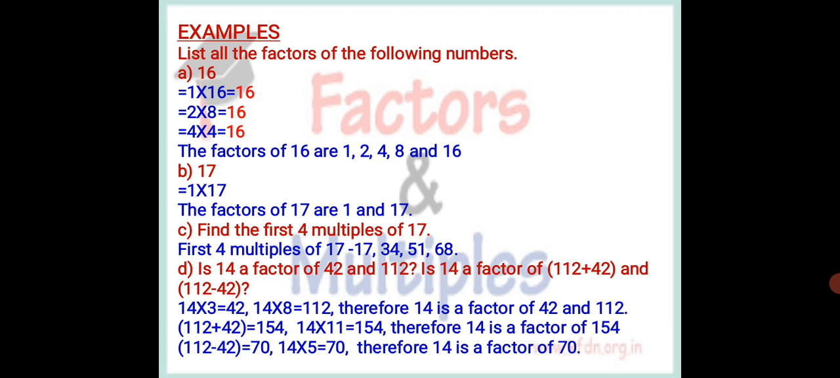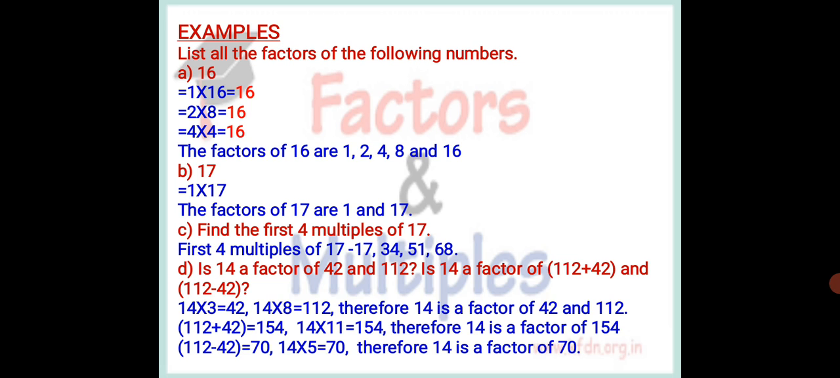Question D. Is 14 a factor of 42 and 112? So solution: 14 threes are 42 and 14 eights are 112. Therefore, we can say 14 is a factor of 42 and 112. The second part of the same sum: is 14 a factor of 112 plus 42 and 112 minus 42? Yes.